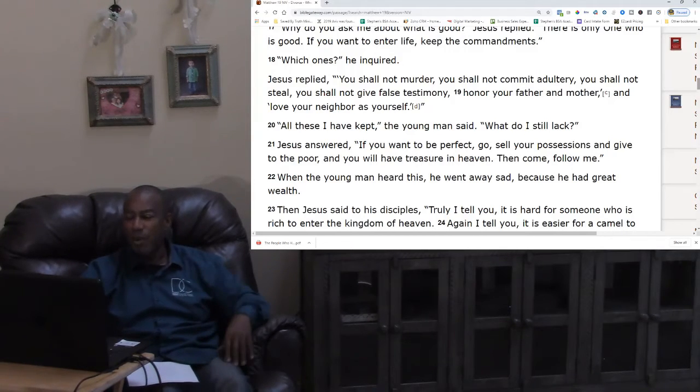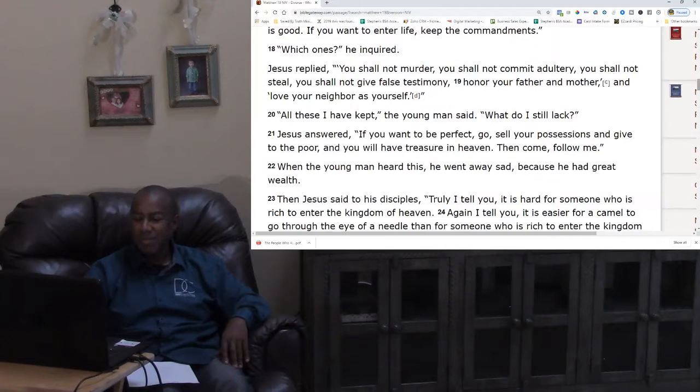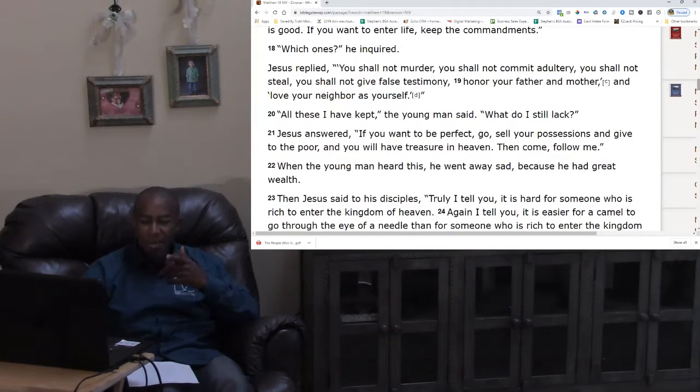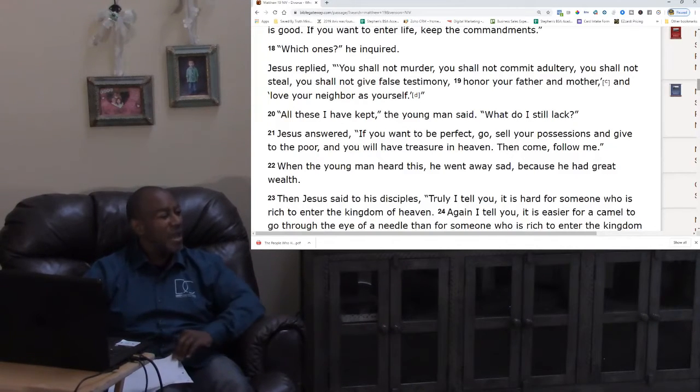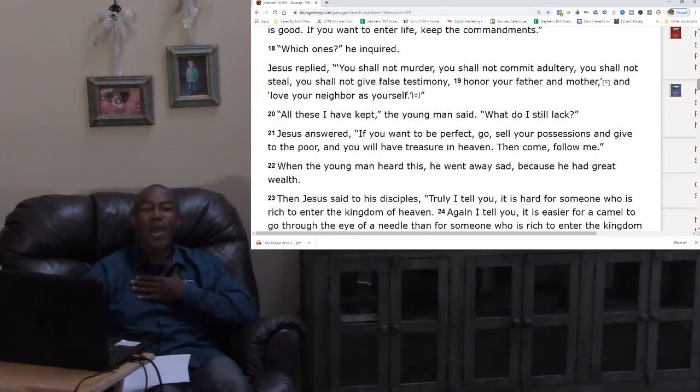But here's the coolest part about this guy. Verse 20, he says, I have kept all these. All these I have kept. The young man said, what do I still lack? That was the perfect question. That would be the right question you should be asking right now. I honor all 10 of those commandments, but which one do I still lack? That's the right question you should be asking.